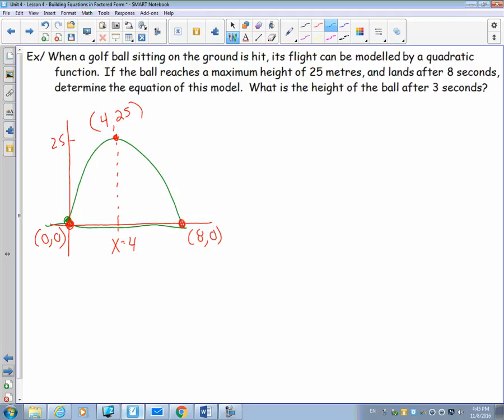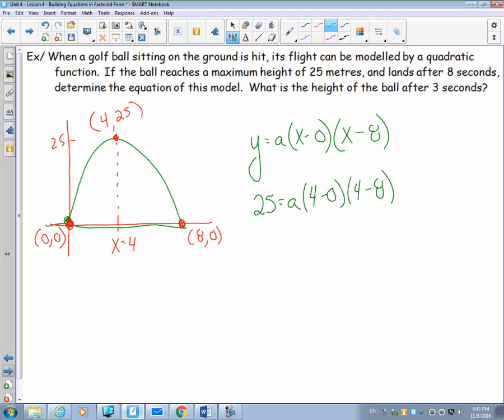Let's do it. So y equals a bracket x minus my 0, and one of the zeros is 0. And my other 0 is 8, so I'll put minus 8 in. The point that I know is 25 for y, 4 for x. And we're going to try and solve this. So I have 4 and -4. Multiply that all together, I get -16a.